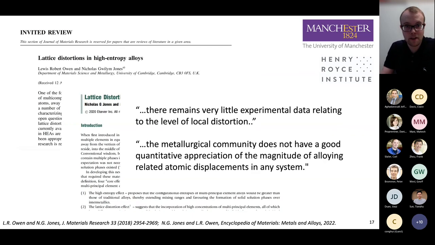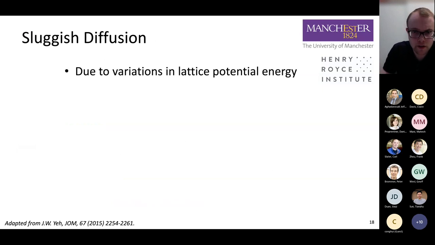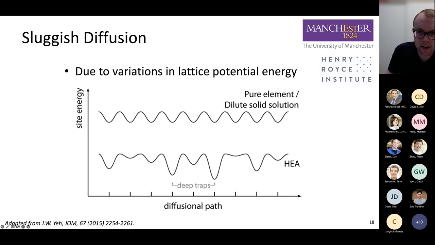Okay, so that's severely distorted lattices. There's not very much evidence for them at the moment, but there is still lots of work to do. So what about this third one? This is sluggish diffusion. So the idea here is due to variations in lattice potential energy, rather than surfing through a constant potential landscape, as would be expected in a pure substance, instead we've got areas where the atoms might become trapped, and that should give us sluggish diffusion.